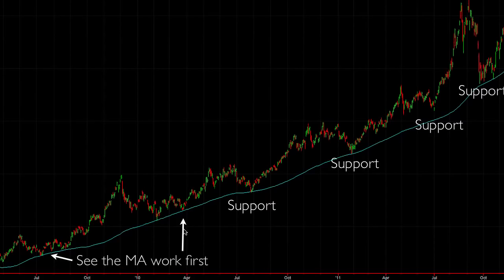So in this case, what we do is we look back in time and see if the MA has worked as support. And then we can assume, and it's all about probabilities, that it will continue like that in the future. And we see it find support at this MA very nicely all the way up. And that's how we use moving averages as dynamic support resistance.